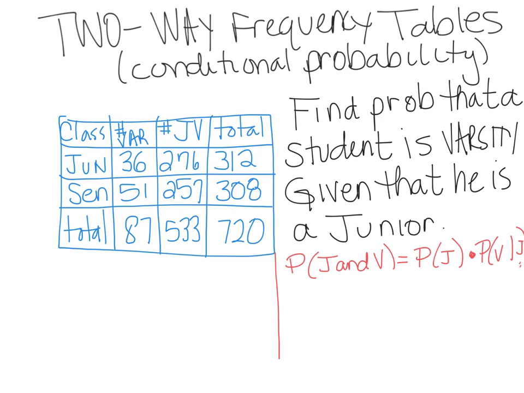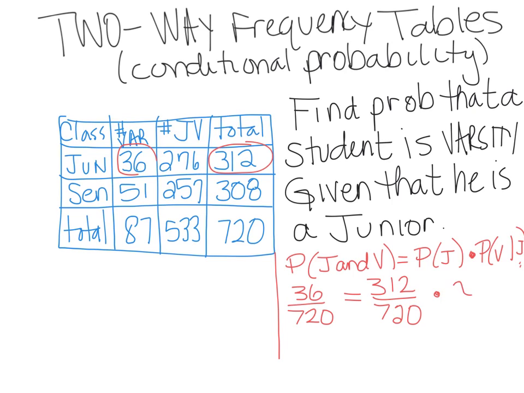So, what is the probability of being junior and varsity? Well, junior and varsity would be this number right here, 36, out of the total number of students, 720, is equal to the probability of being a junior. How many juniors were in here? 312, over the total number of students, 720, times this probability of being varsity, given that he is a junior.